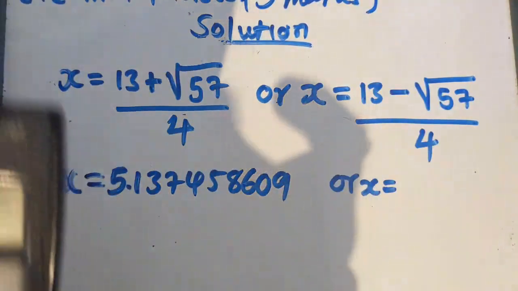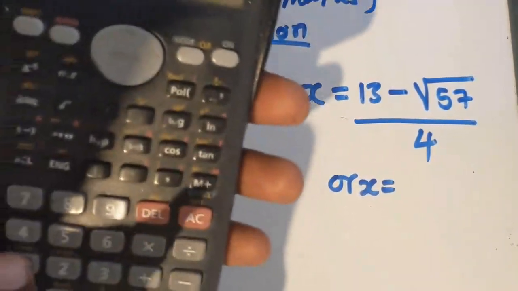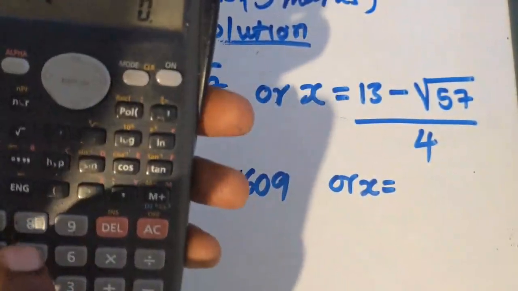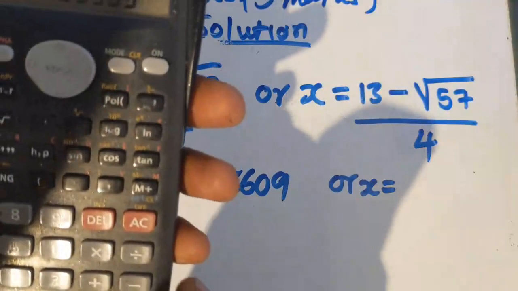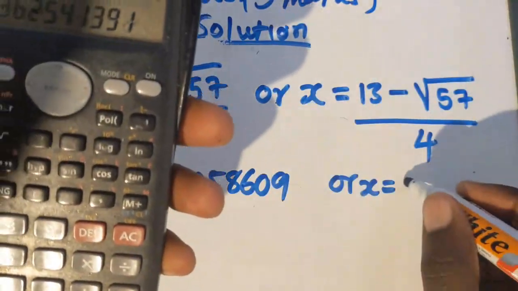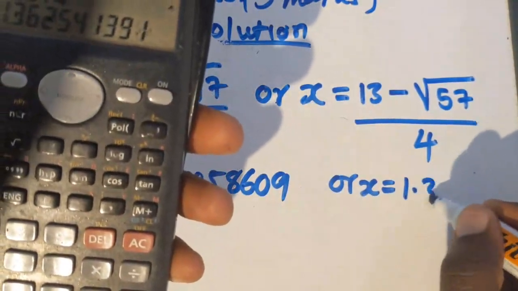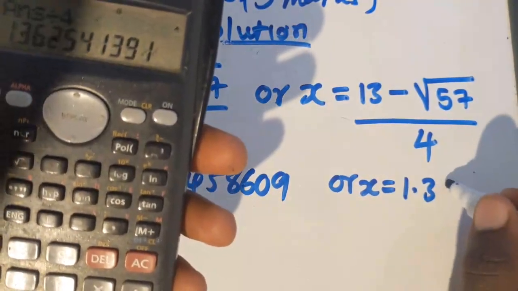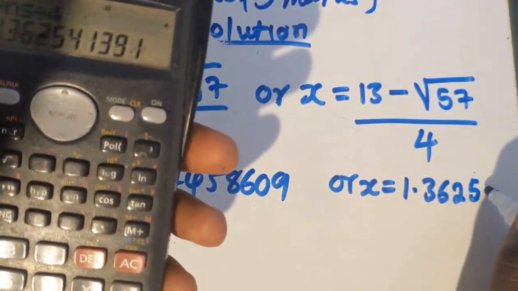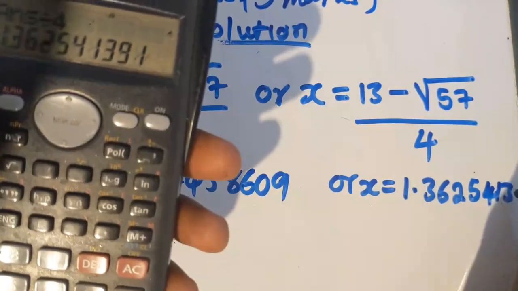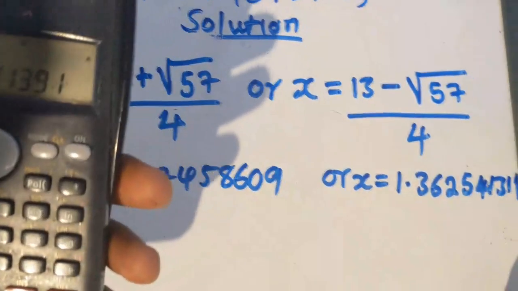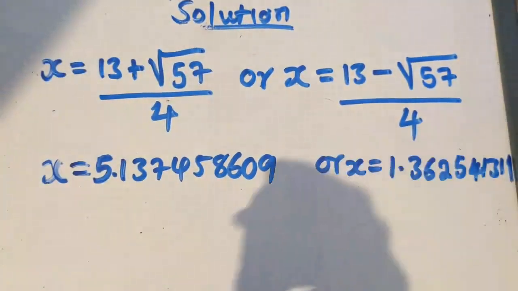Then you say, or x is equal to, so you just do the same here. You say 13 minus root of 57, equals, then you divide by 4. So you're going to have 1.362541319. At the end there is a 9.